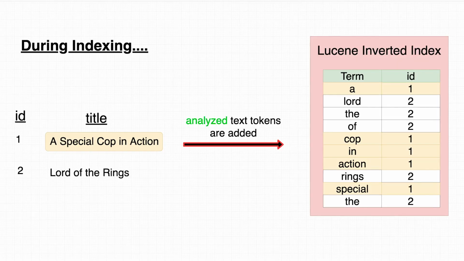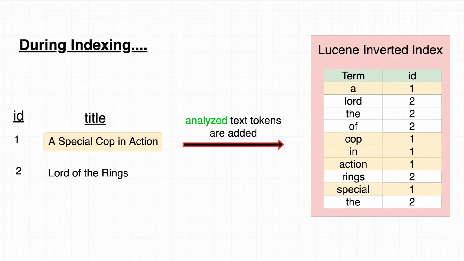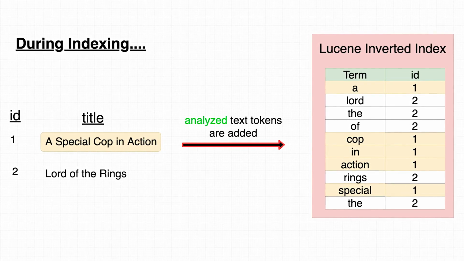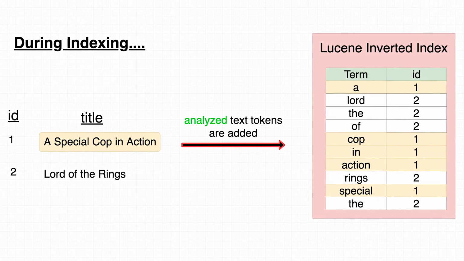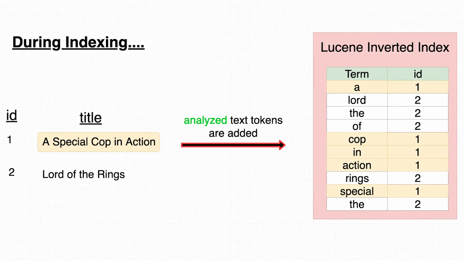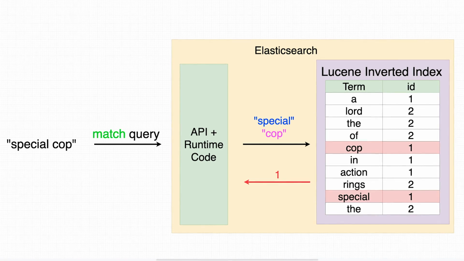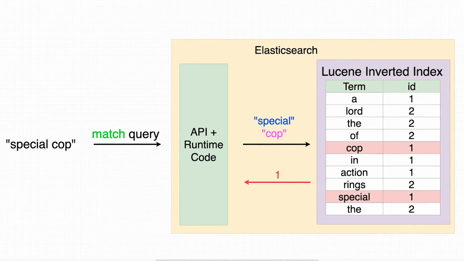For example, here's what happens when the movie title A Special Cop in Action gets indexed in Elasticsearch. The text is broken into terms along with the ID associated with that movie document. So how does this help us when we do our search query? Well, the query terms itself gets analyzed at runtime, so we are then able to find the matching term in our inverted index and return the relevant documents.